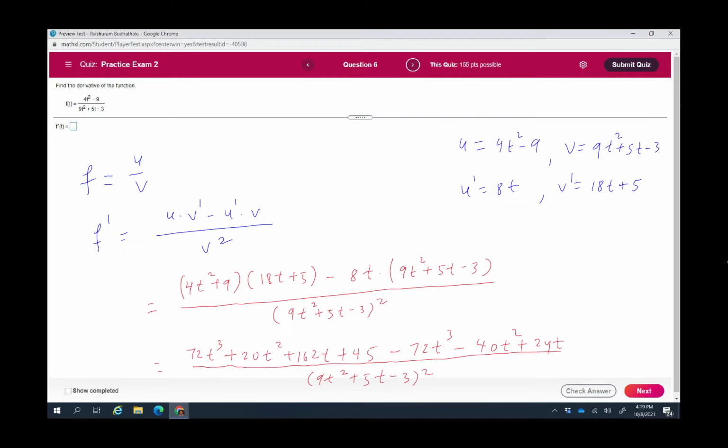So the formula here is not the right formula. It should be u prime times v minus u times v prime. So this is u prime, this is u, this is v, and this is v prime. Plug these values back into this formula, just switch them. I made a mistake here while doing this problem. The mistake is I just switched the order.